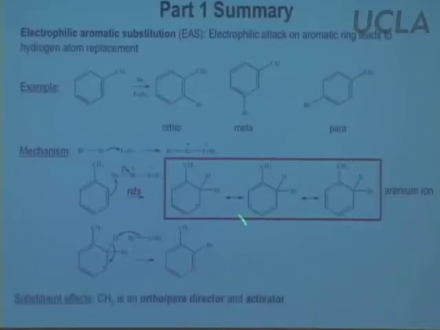Now, the fact that the methyl group gives mostly ortho and para products results in us calling the methyl group an ortho-para director. In other words, it directs the incoming electrophile to the ortho and para positions. It's also an activator, which means the reaction of methylbenzene with this electrophile is faster than the reaction of benzene itself with that electrophile. And so consequently, we call it an activator. That makes it faster. Both of these effects, the directing effect as well as the activating effect, come from the fact that a methyl group is an electron donor and a carbocation stabilizer.